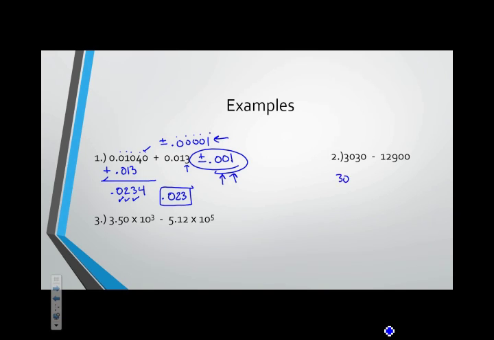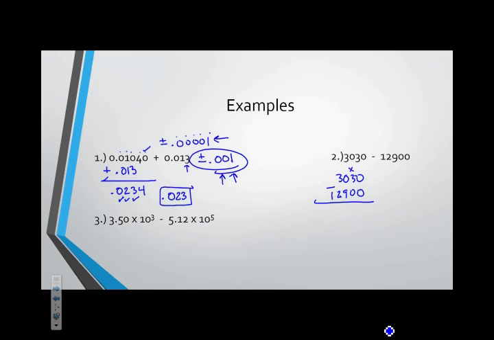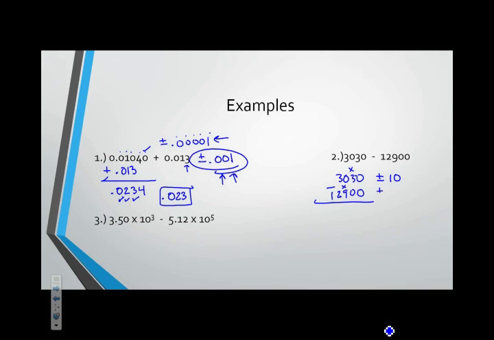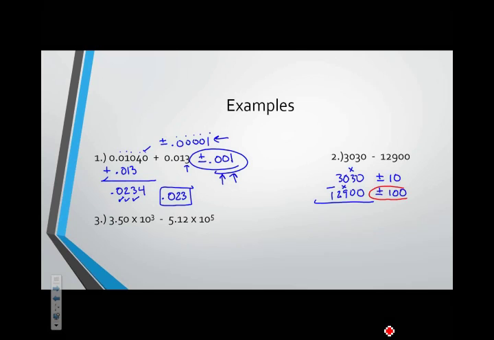Now I have 3030, and I'm going to subtract a big number. Let's see, 12,900, which is going to give me a negative number. Let's talk uncertainties. 3030 has its last significant figure in this 3 here. That's in the tens place, so I have plus or minus 10 as my uncertainty. 12,900 has its last significant figure in the 9. That's in the 100 spot, so that is an uncertainty of plus or minus 100. 100 is larger than 10, so my answer has to have an uncertainty of plus or minus 100.